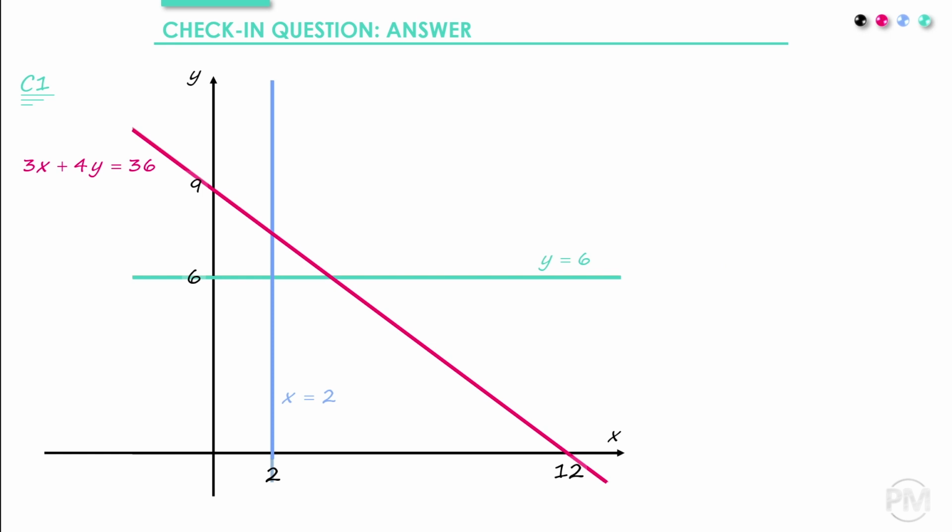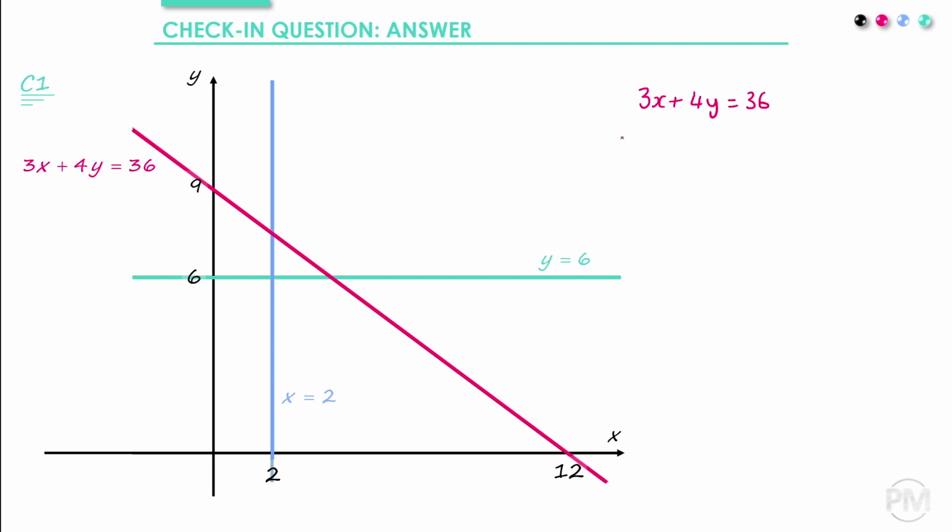Here's the solution for all three lines drawn on the same set of axes. x equals 2 is a vertical line, y equals 6 is a horizontal line, and 3x plus 4y equals 36 is shown in red. Before we move on, I just want to show you how you can draw 3x plus 4y equals 36 without having to rearrange it.